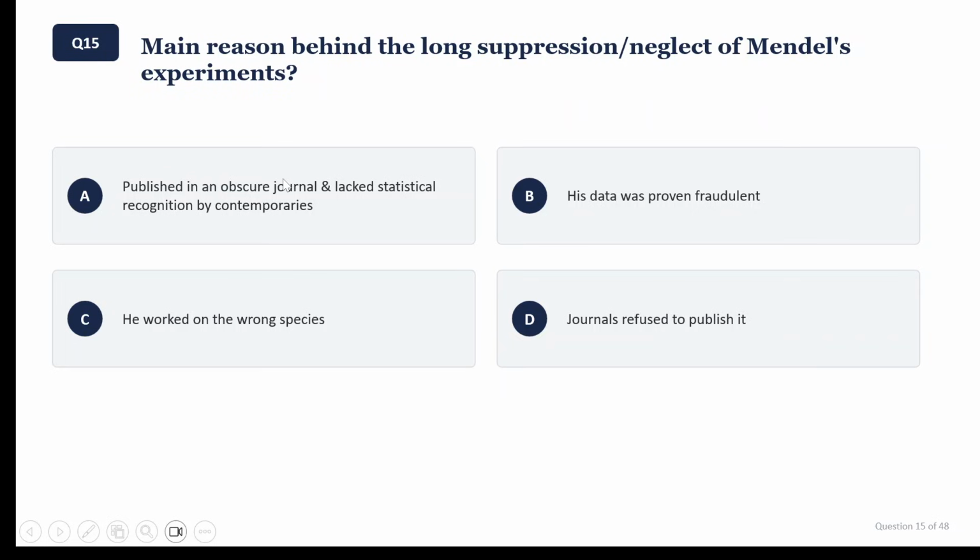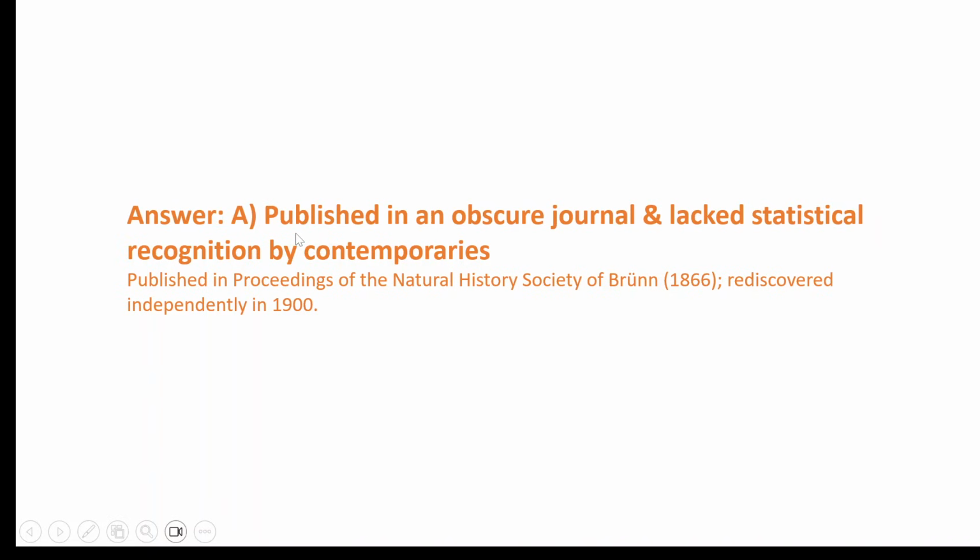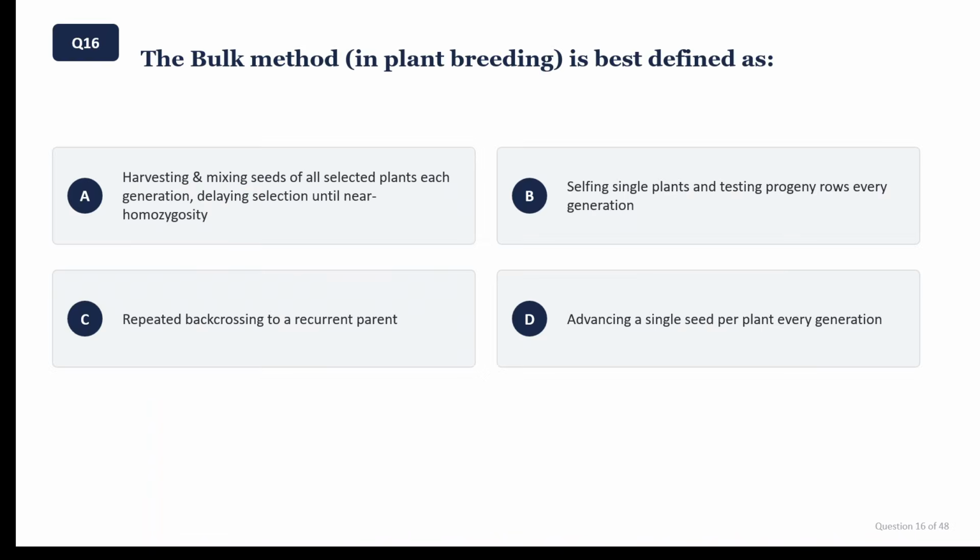Many reasons are behind the long suppression and neglect of Mendel's experiment, because his research was published in an obscure journal and lacked statistical recognition by contemporaries. Okay, and please check out the rediscovery of Mendel's discovery, done by, I thought, three scientists, but I am not able to recall. Please keep in mind and write in the comment section.